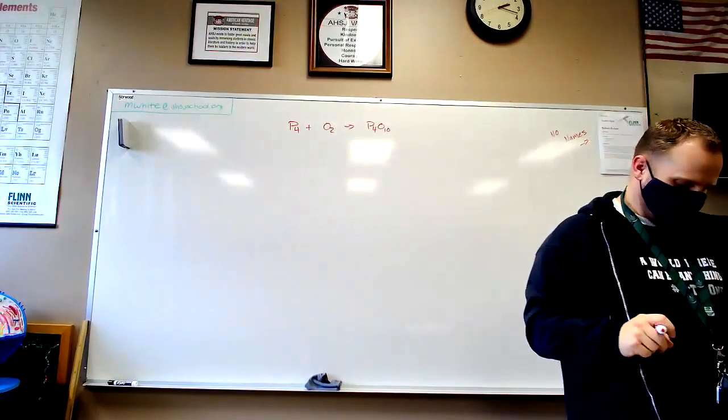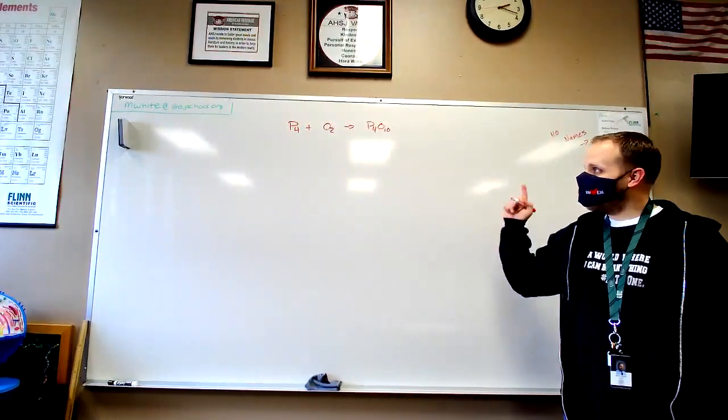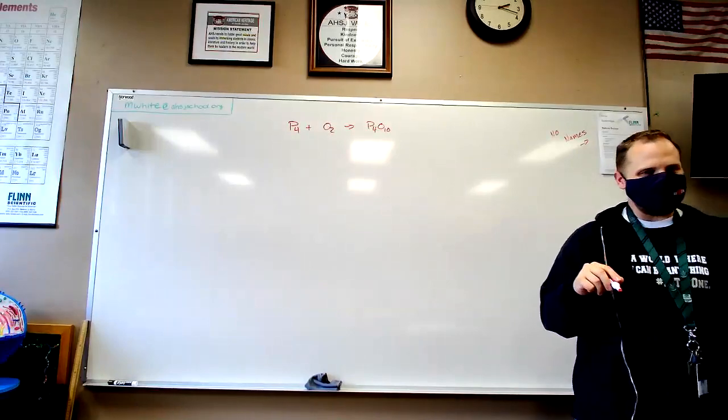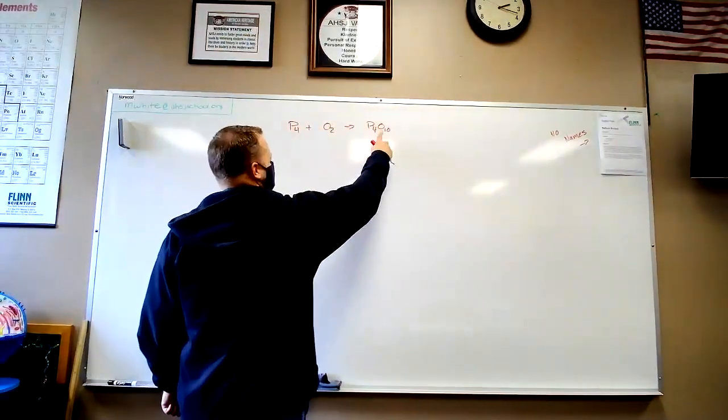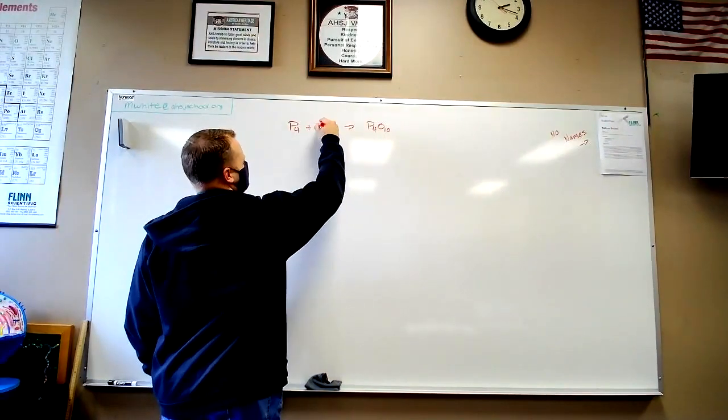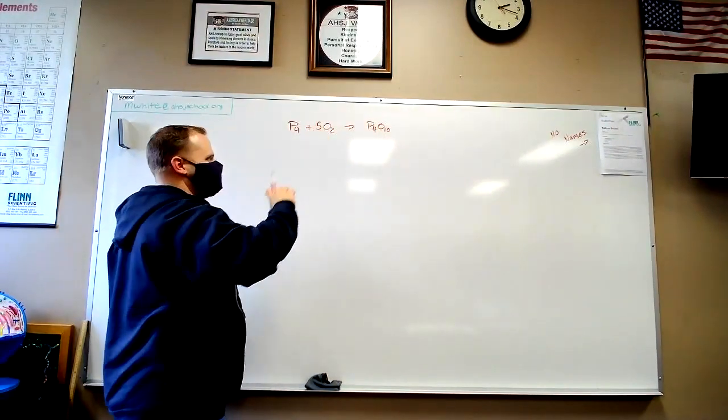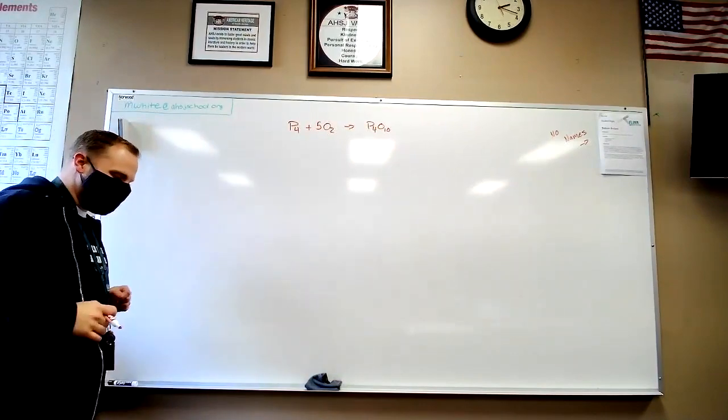So, not balanced, but this one's actually really easy to balance. Phosphorus, we have 4 on both sides already. We need 10 oxygen, so we just put a 5 right here. Okay, now we're balanced. So we've got our equation.